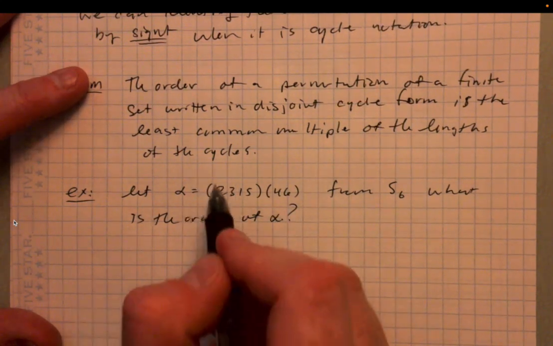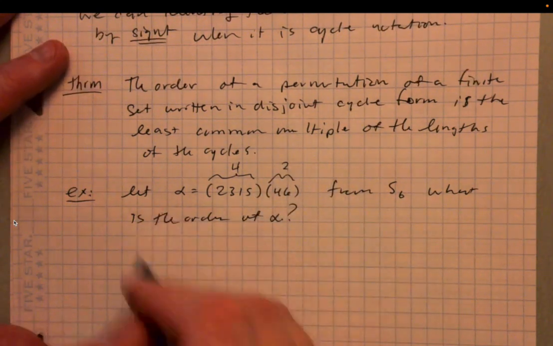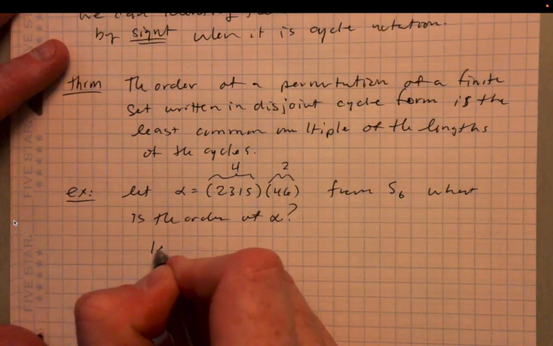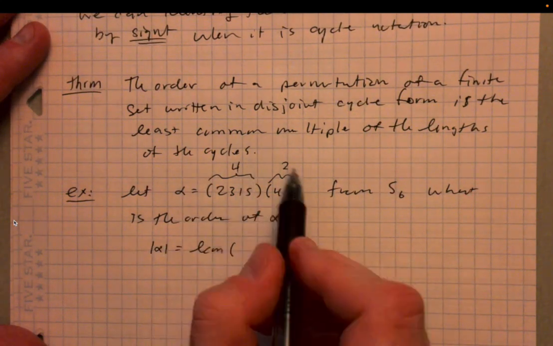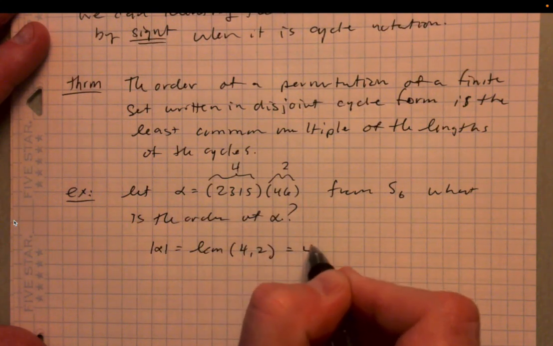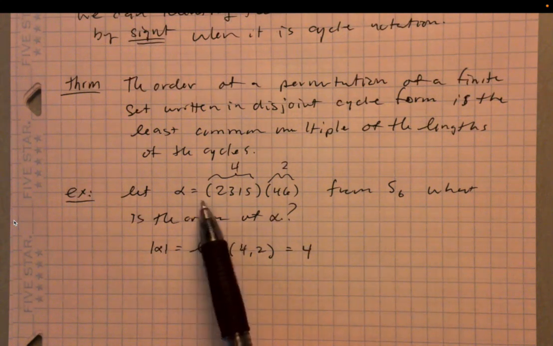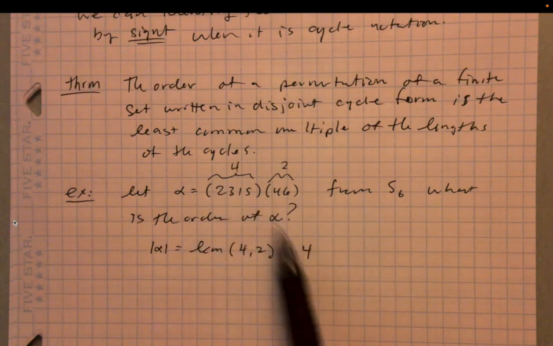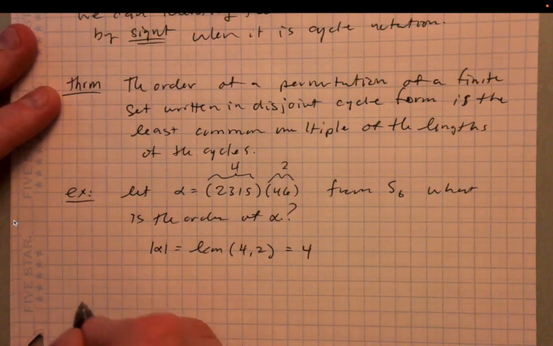Well, the idea here is if I look at this and I can see that this cycle has 4 elements in it, this cycle has 2 elements in it, then the order of alpha, according to the previous theorem, is the least common multiple of 4 and 2, which is 4. Okay. So, according to this theorem, if I apply this permutation to itself 4 times, I will arrive at the identity. So let's see if that happens.